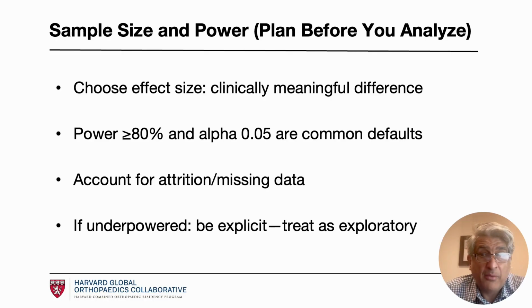Now, sample size and power. Very important to plan this before you analyze. Choose your effect size. Make sure that it's clinically meaningful. Make sure you have enough power for your study. Account for attrition and missing data. And if underpowered, be very explicit about this. Power analysis is not only for prospective trials, it clarifies what your study can detect. Retrospective studies can do detectable effect calculations. Do not claim equivalence or no difference from an underpowered data set.